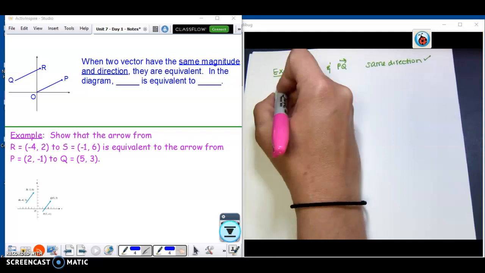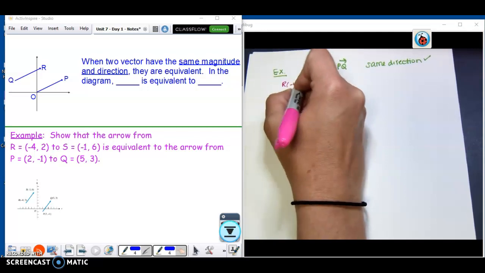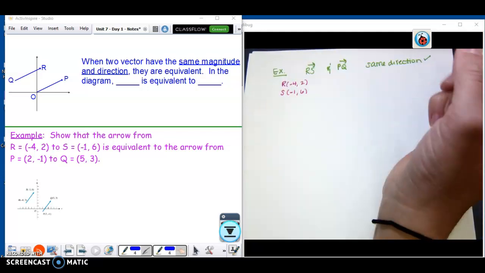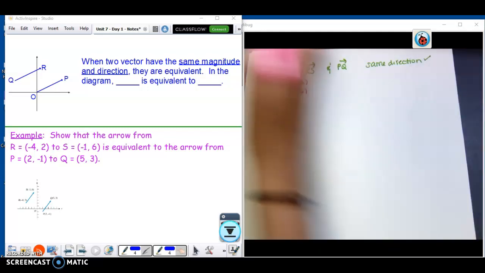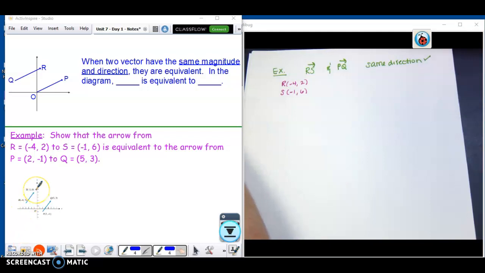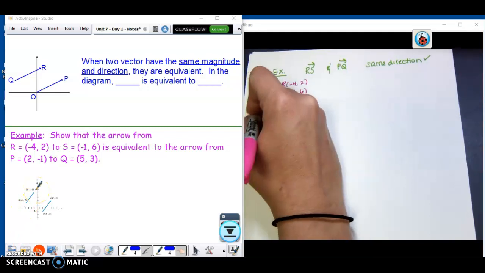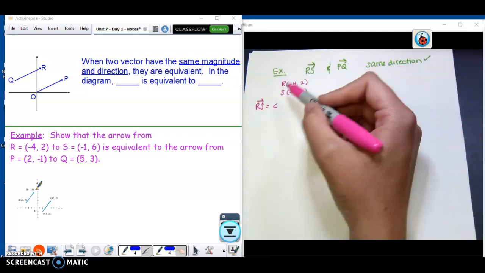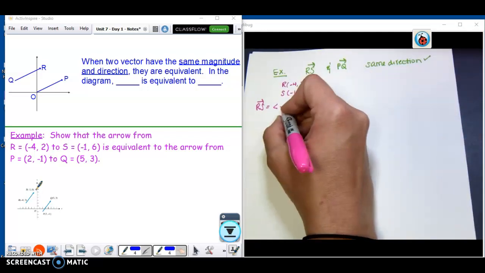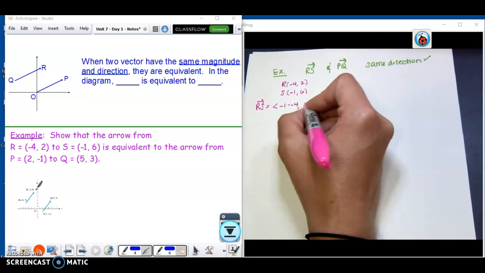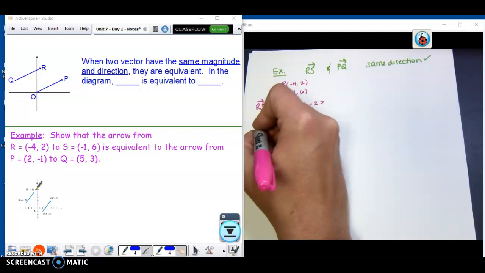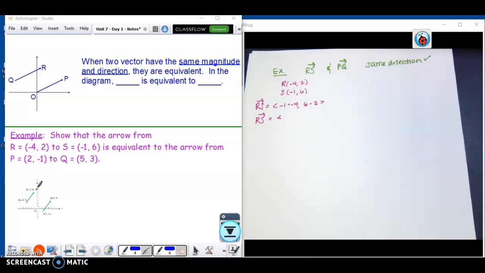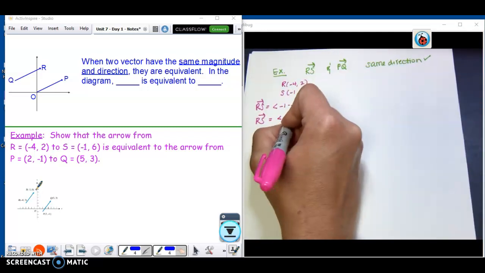So the coordinate for R is -4, 2, and the coordinate for S is -1, 6. It's kind of hard to see in the picture, but it starts at R, ends at S. So if you want to find the actual vector for RS, you're going to be doing the S minus R point. So -1 minus -4, and then 6 minus 2. So my vector for RS is going to be 3, 4.